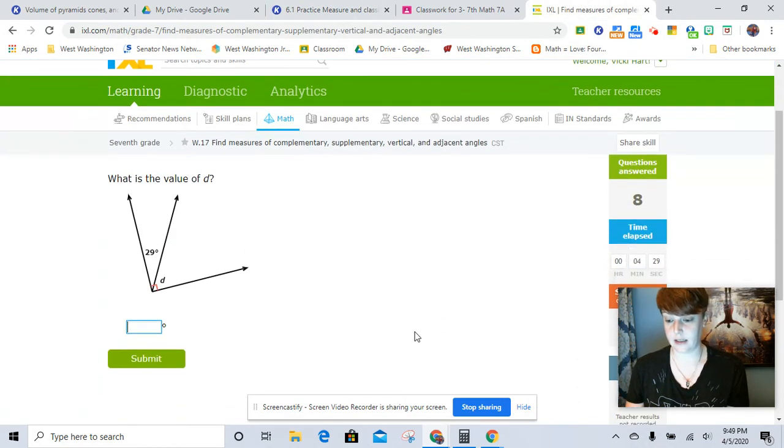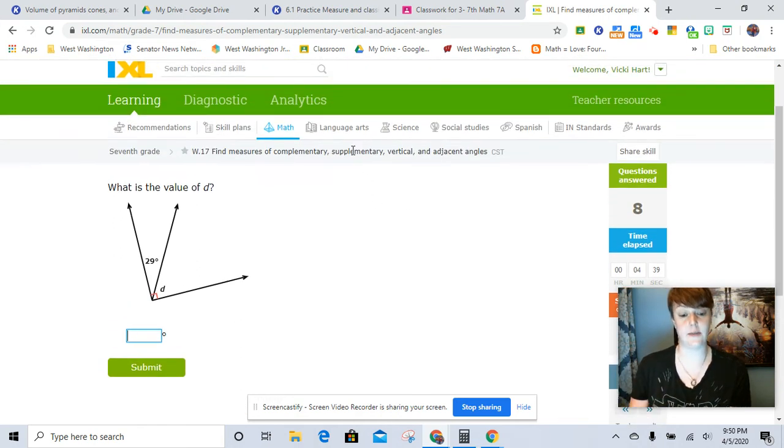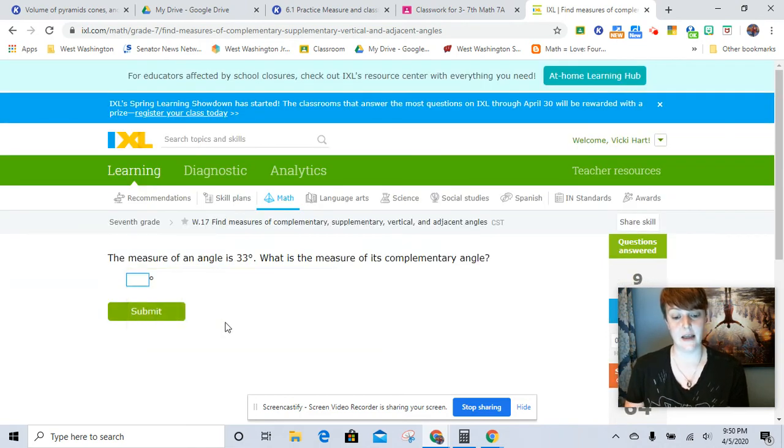But that's really all I want you to do here. And so you can see with those 8 questions, we got up to a SMART score of 60. It's really just about understanding the relationship that these angles have. Now they do get a little bit more complex. No longer are they using numbers that end in 0. Now it's 29. Well, 29 and 51, that's not right. That makes 80. 29 and 61 makes 90 degrees. And then here again, 33, that's a weird number. And then there will also be decimals.